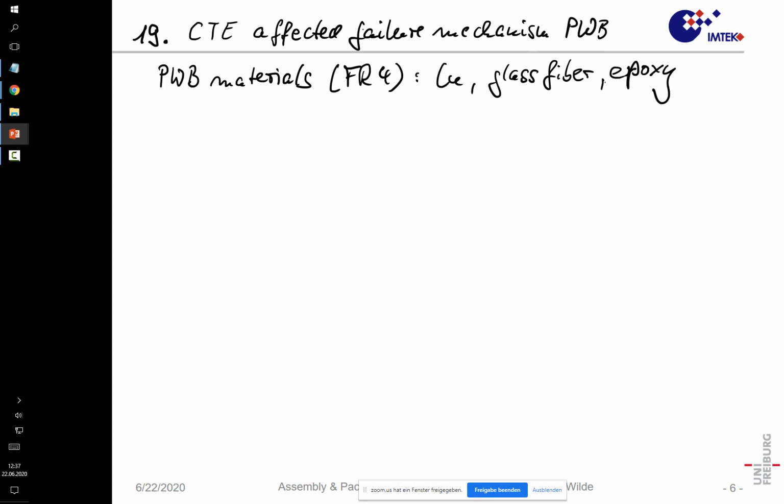Okay, so what is acting here against each other? We have two things. One is the glass fiber and the epoxy, which can be regarded as one fiber reinforced material, and in between we have the copper. So what would be the CTE of that fiber reinforced material? And now we have to distinguish. And what is the CTE of copper?